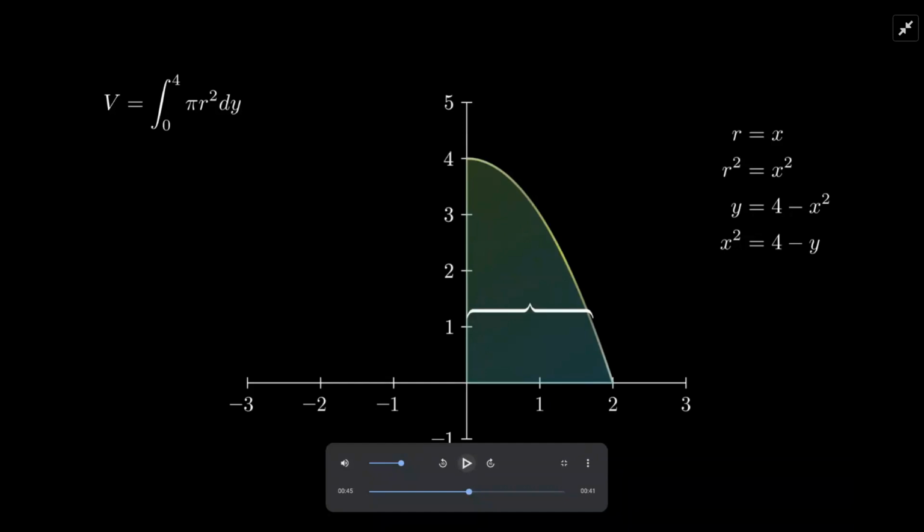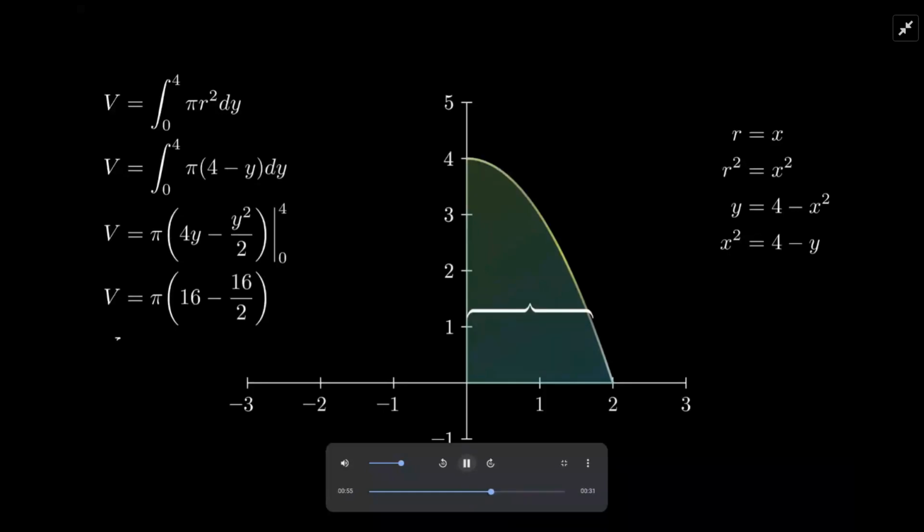All right. So we have r in terms of y. Sorry, r squared in terms of y. So 4 minus y. And then it's relatively easy integration. We just evaluate it, and you get 8 pi. All right.